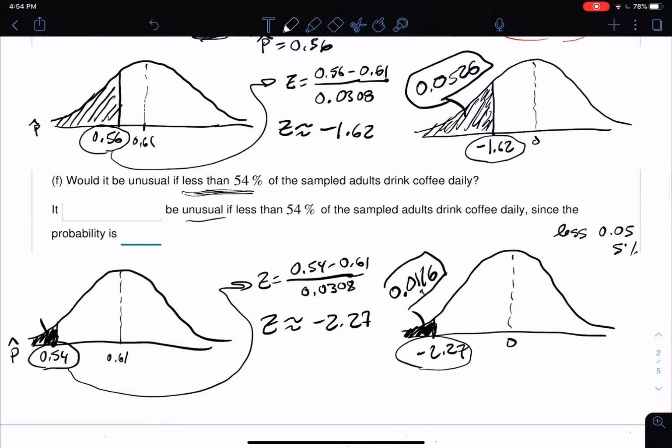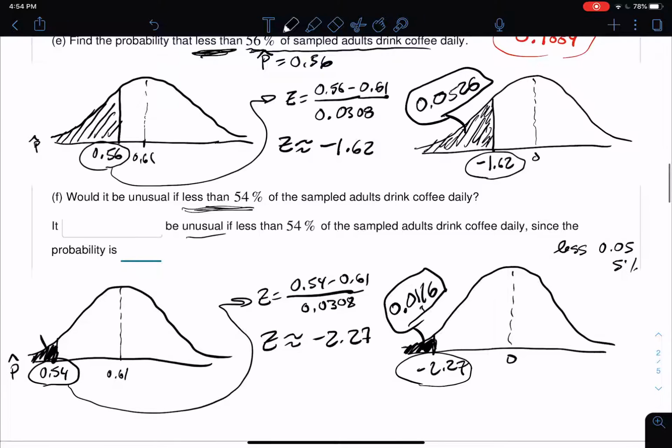So we could pretty confidently, very confidently say that, let's use another colored pen, it would be unusual if less than 54% of the sampled adults drink coffee daily, since the probability is 0.0116. You could write that as a decimal, or if you just wanted to write that as 1.16%, that would have been okay too.